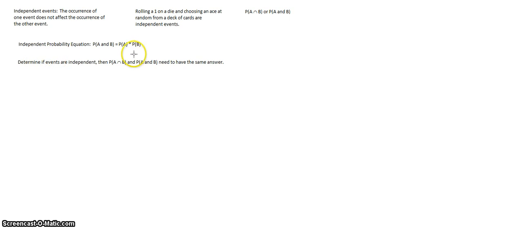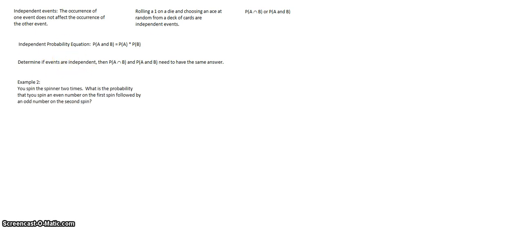Now, to determine if events are independent, if the probability of the intersection of A and B and the probability of A times the probability of B are the same answer, then we will have independent events. And once again, we're going to be doing an example to show that.